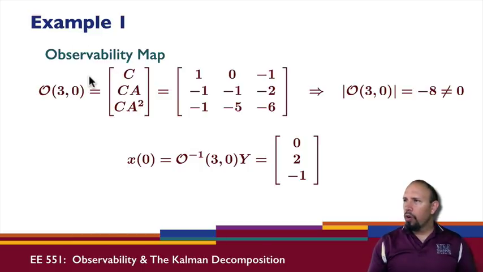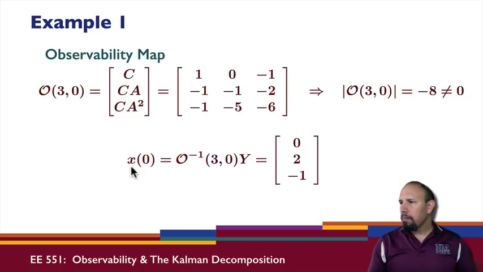So we go through and we form our observability map. In this case we're going up to 3 terms, and this is what we get. So this is C times A squared. And when we calculate the determinant of this, we get -8. That's non-zero. Therefore, our system is observable.